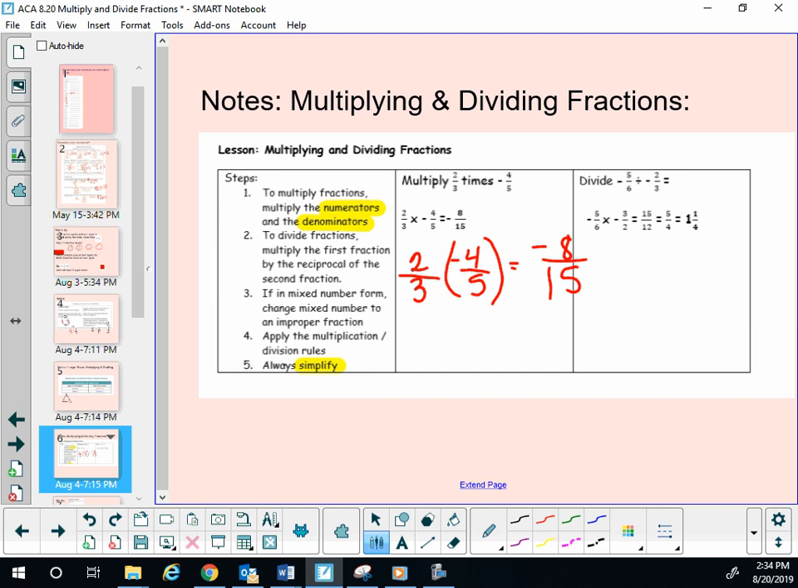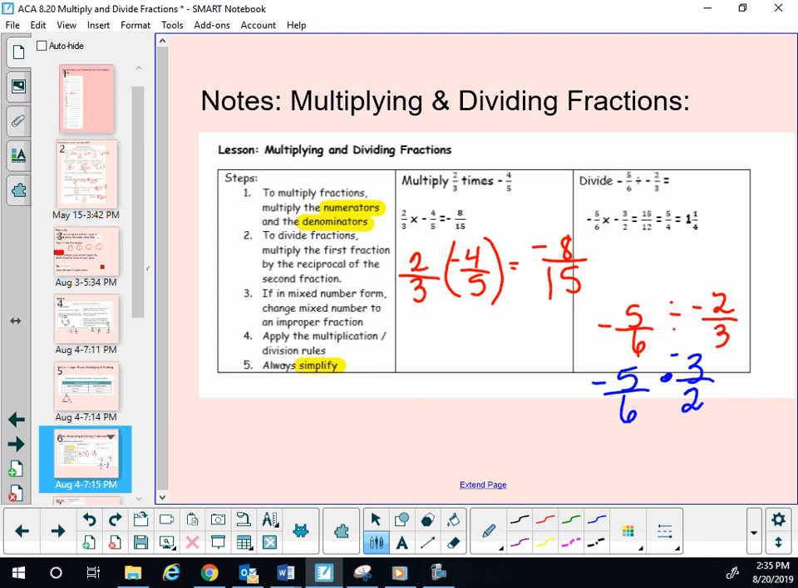When we divide fractions, we're going to multiply the first fraction by the reciprocal of the second fraction. So here's the problem as originally stated: negative 5/6 divided by negative 2/3. We cannot divide, we must multiply by the reciprocal. So you can see here that they rewrote it. It's negative 5/6, and instead of dividing, we are multiplying. What's the reciprocal of negative 2/3? 3/2. So it's going to be 3 over 2, and it was negative already.